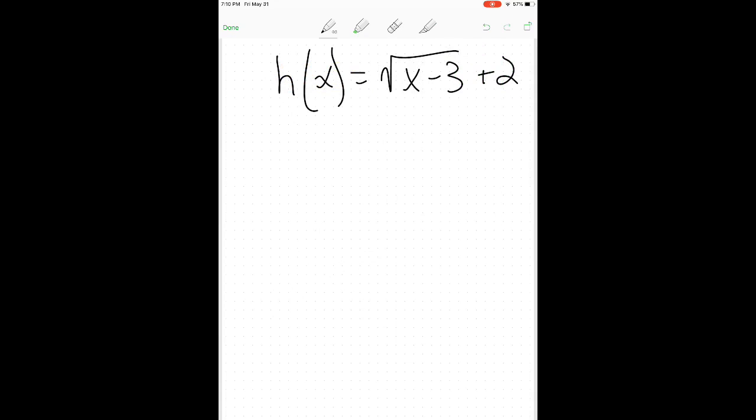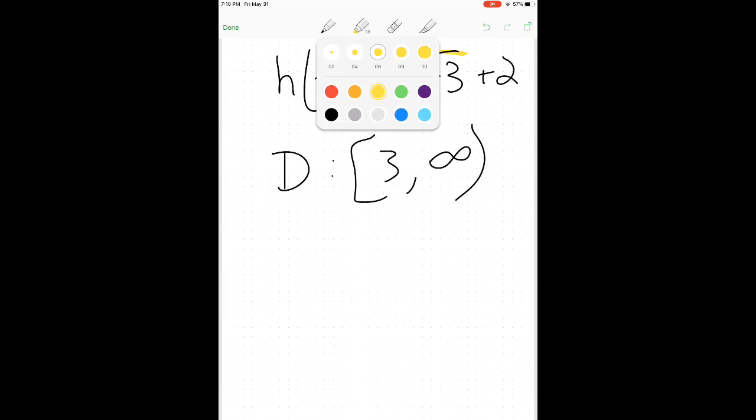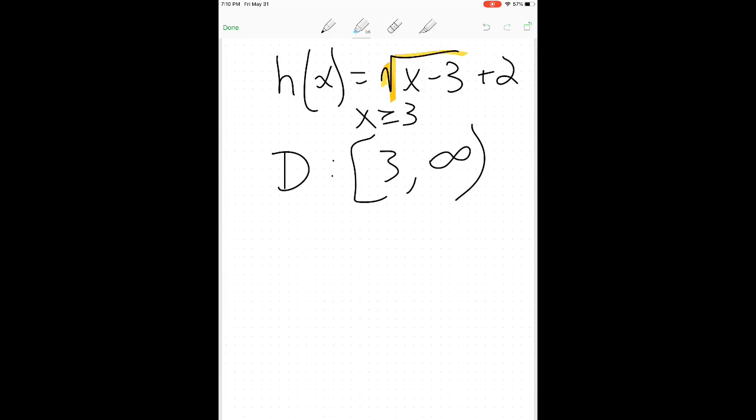All right, and just one more example for range. If you remember back to the video on domain, we used this exact same example trying to solve, well, what's the domain? When we were concerned about the domain, we saw the square root. We knew that for our domain, x minus 3 has to be greater than or equal to 0. So x has to be greater than or equal to 3. So for our domain, we got 3 to infinity. Well, now let's talk about range. How is this going to affect our range?